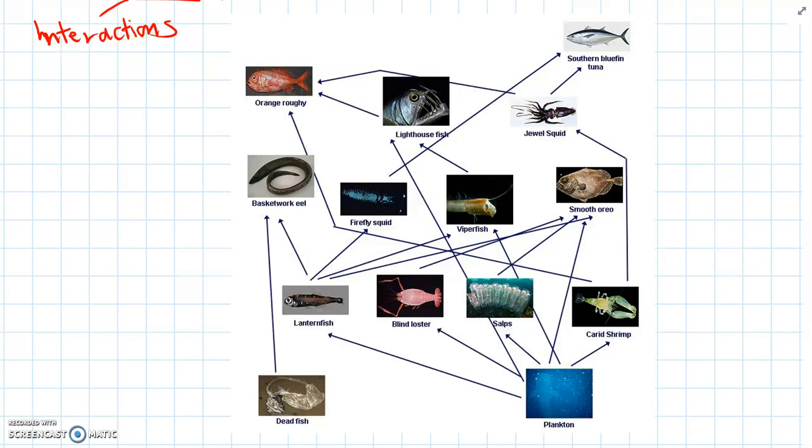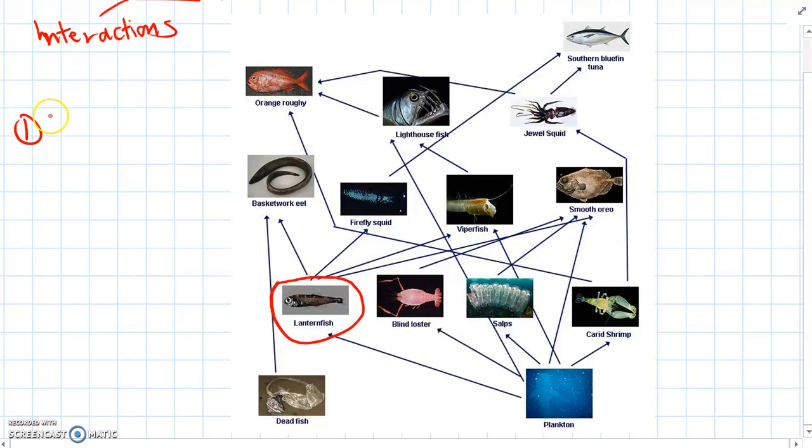So let's think of one situation where we'll look at this lanternfish here in the food web, which we can see eats the plankton, so it's a first order consumer. So let's say here that there is a disease that goes through the ecosystem which kills many of the lanternfish. And if this happens, then their numbers are going to be reduced. And we'll show that with a negative sign.